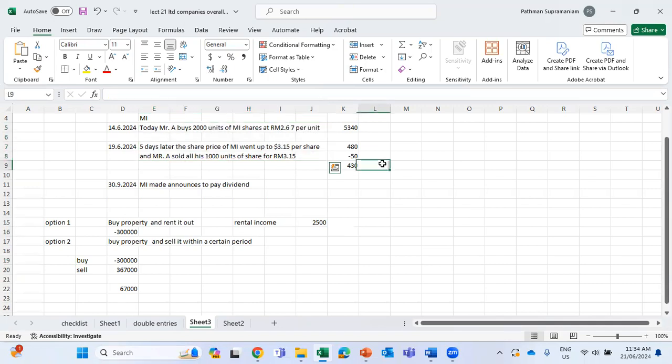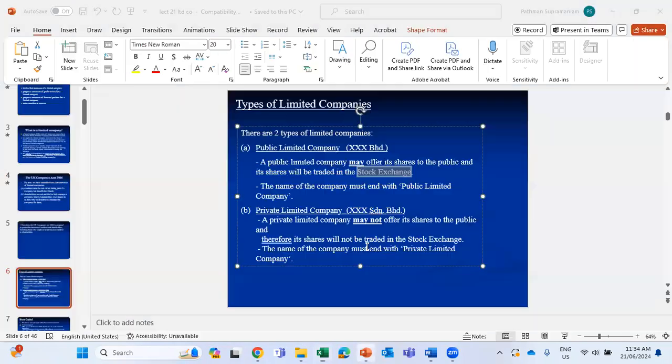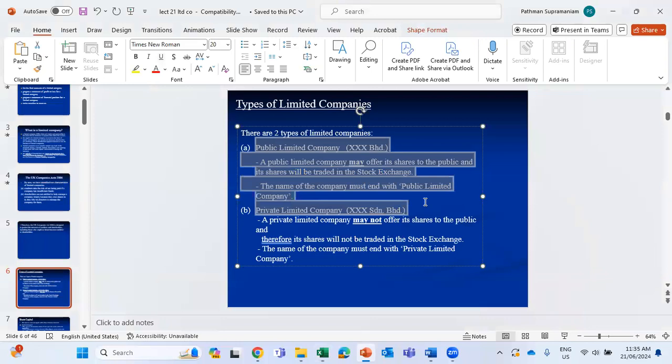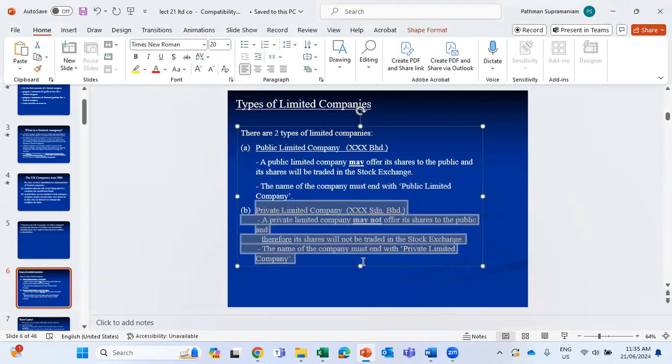You're no longer the owner of the shares. What you get is called a capital gain. This is like a capital receipt lah. Understand? You remember we learned CERE? Yeah, this is a capital gain. Okay, right. So what is important is two types of company. Public limited company, they offer their shares to the public. They are listed in the stock exchange. Private limited companies, they are not listed on the stock exchange.